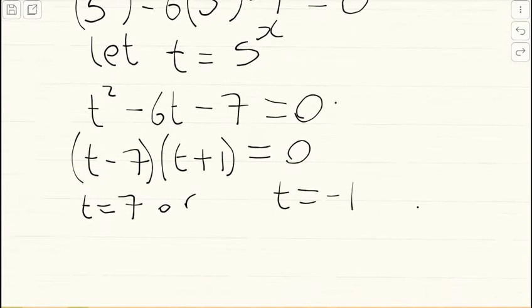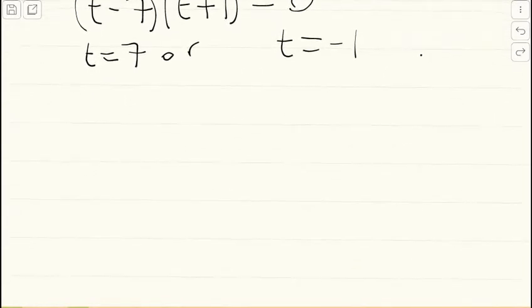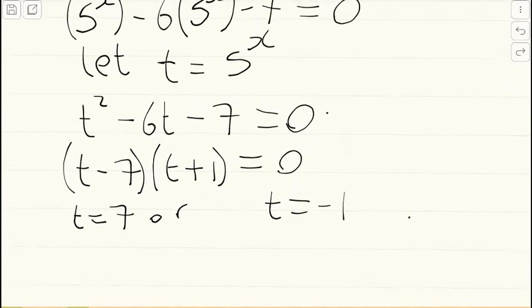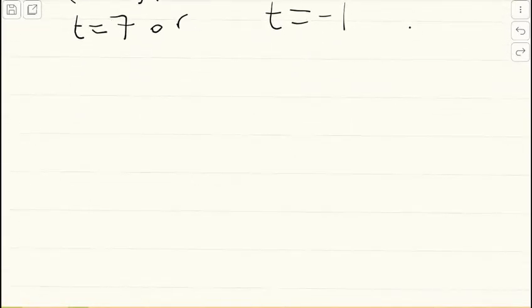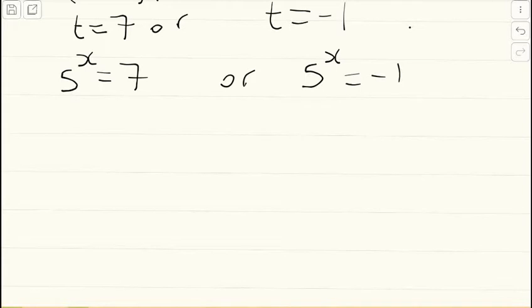Okay, again, let's just check what that is. Remember, t was equal to 5 to the power of x. So, instead of saying t equals 7, I'm going to say 5 to the power of x is equal to 7, or 5 to the power of x is equal to minus 1. Let's work on the left-hand side first. So, let's take logs of both sides.